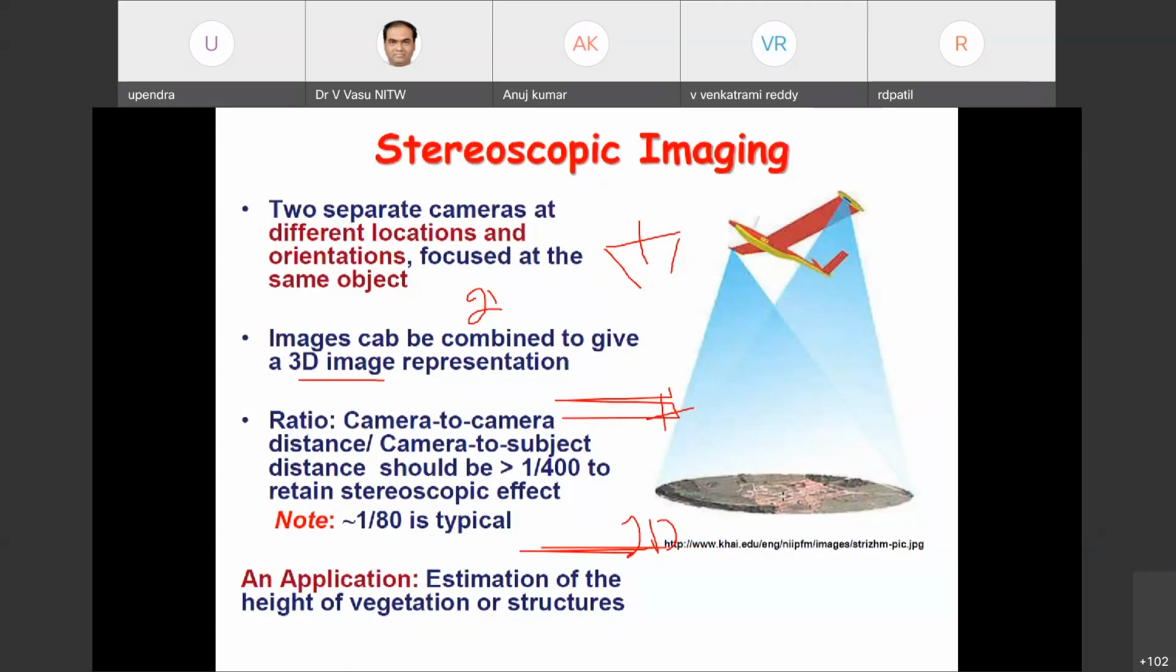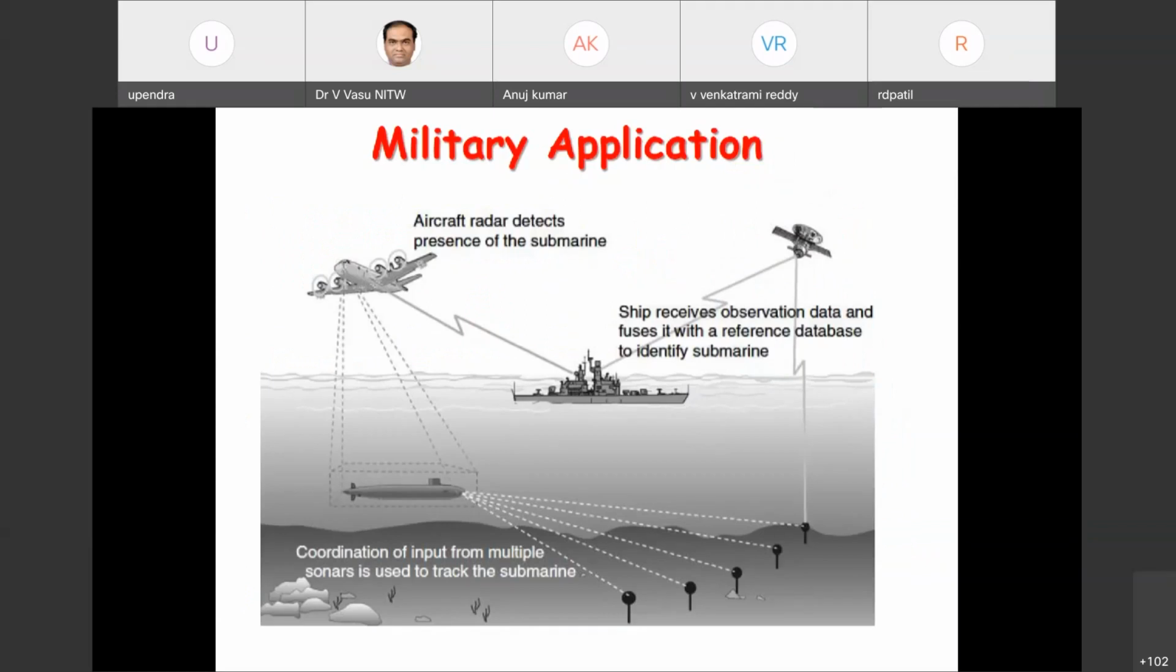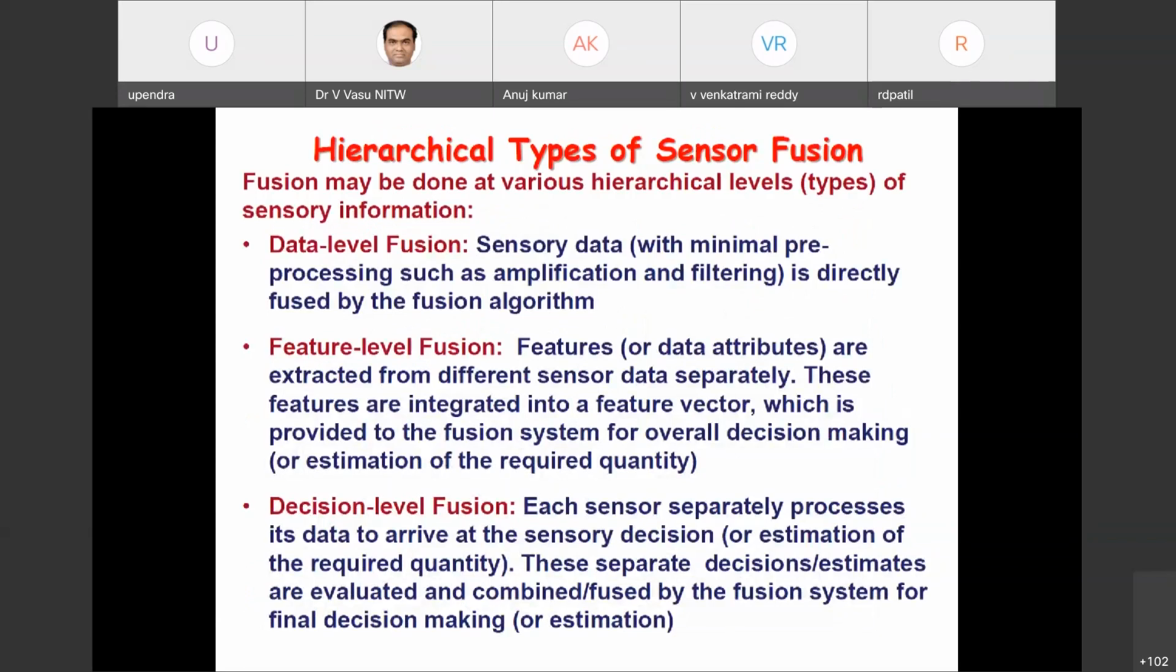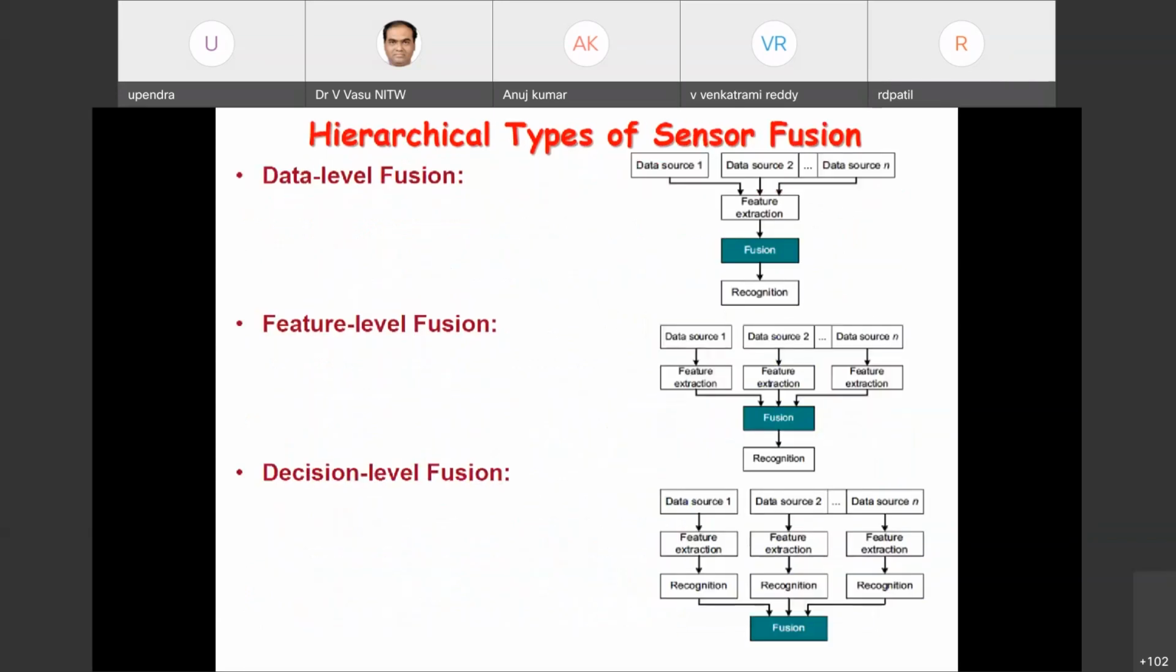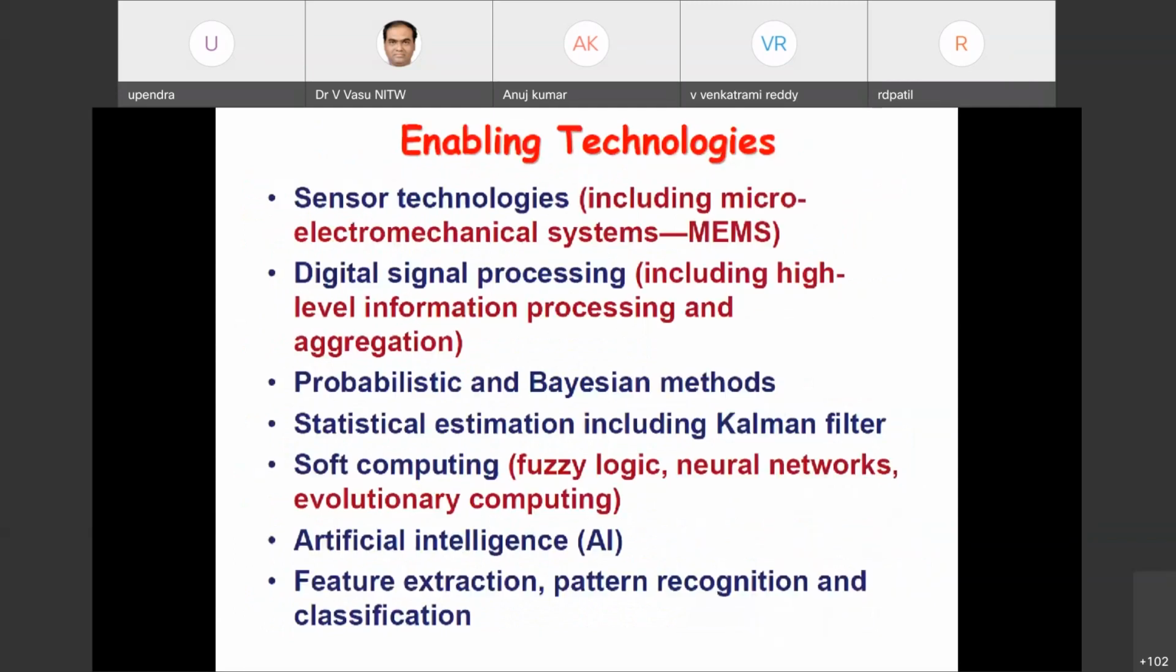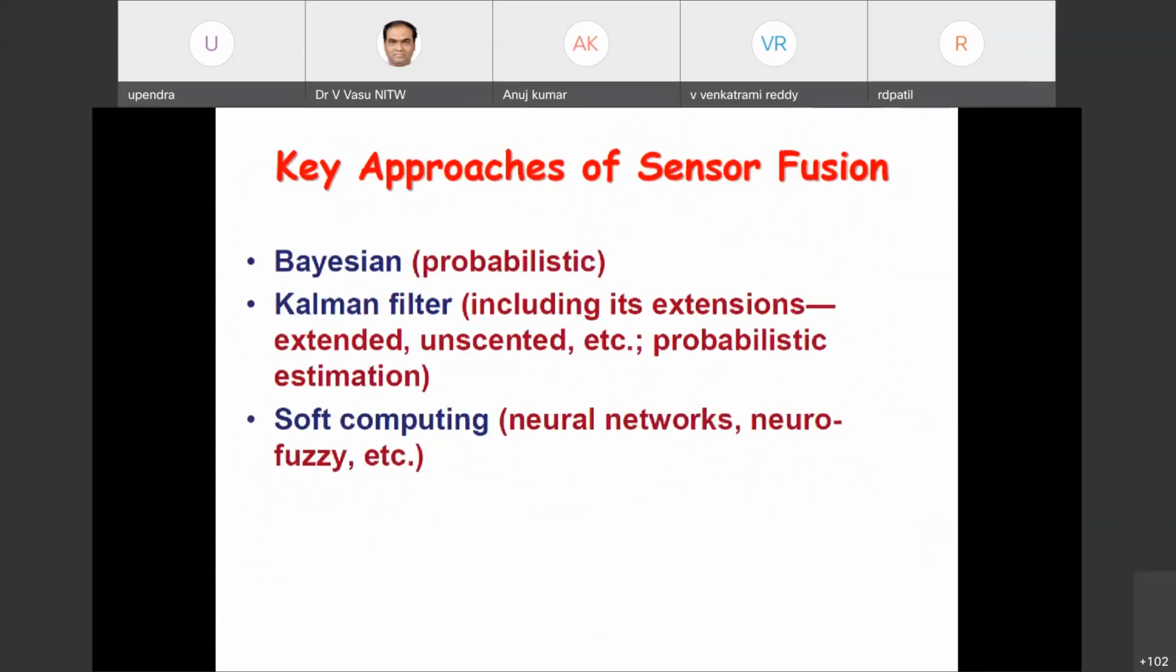The depth can also be measured by using this sensor fusion technique. Similarly, for military applications, sensor fusion is mainly used for detection of any submarine. If any enemy submarine is entering your coastal waters, you can detect that by using sensor fusion. This sensor fusion can be done at the data level, feature level, or decision level. People are doing lots of research on this.